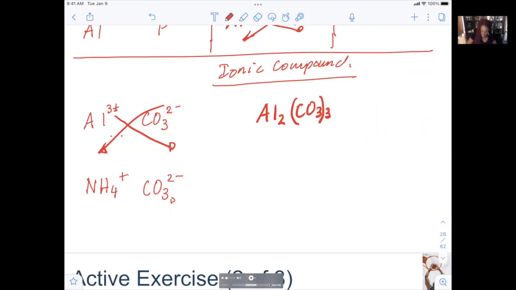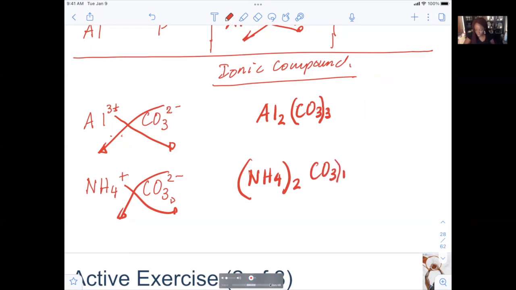For this next one, this goes down here, this goes down here. NH4, put parentheses here because you're going to bring a 2. And then CO3, no need for parentheses because the one that you put here, it drops off. So the parentheses become redundant. Okay.